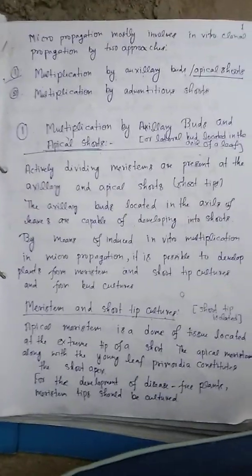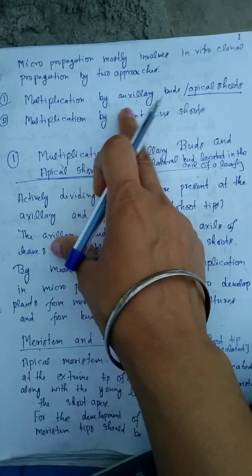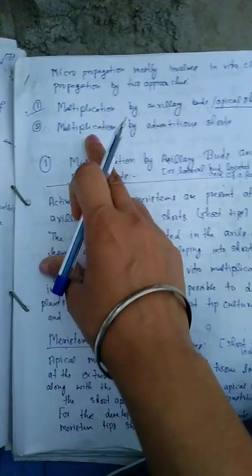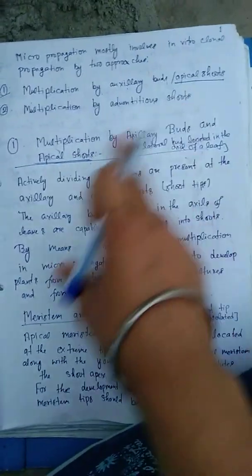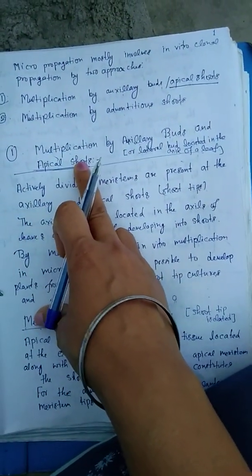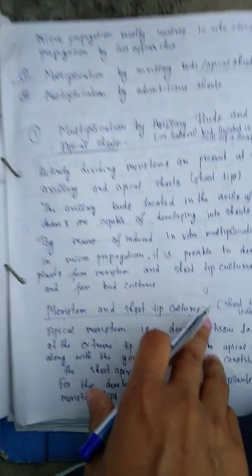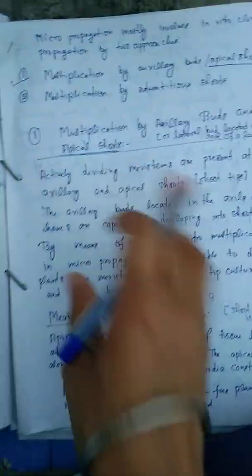Then two approaches of macropropagation come. There are two approaches. First approach is multiplication by axillary buds or apical shoots. Second is multiplication by adventitious shoots. In this process, in the apical shoots, we'll take the apical shoots from the mother plant. And here apical shoots work as an explant.